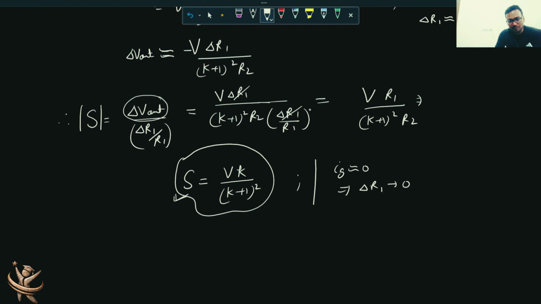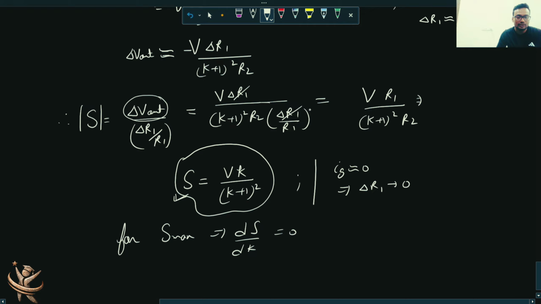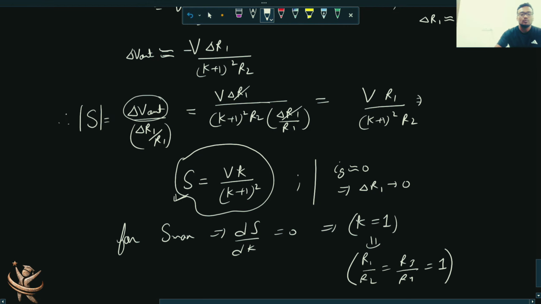Now the real game starts from here. Suppose you want to find out the condition for S max. I want maximum sensitivity, so you have to do this: dS by dK equals 0. And from here, if I differentiate it and put it equal to 0, you're going to get K equals 1. That means R1 by R2 equals R3 by R4 should be equal to 1.